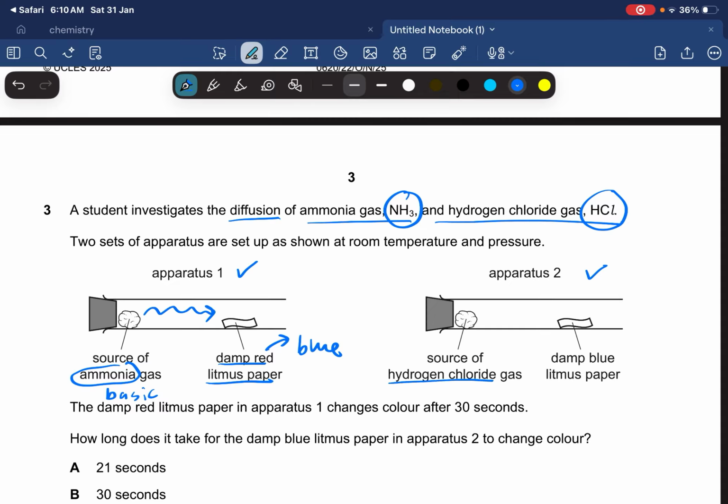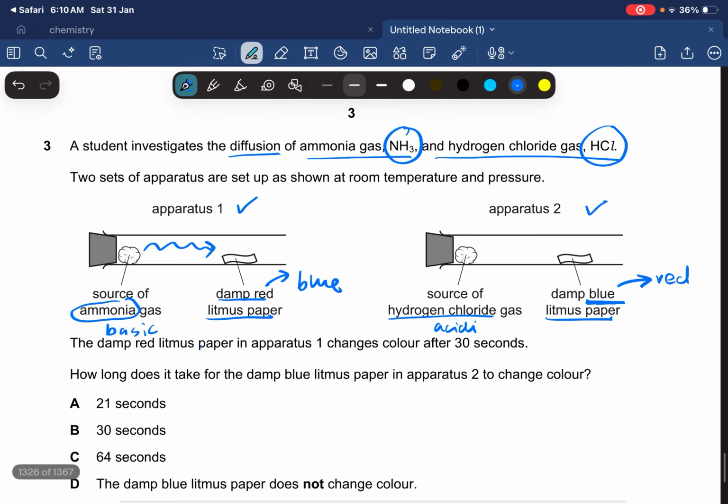And HCl gas is an acidic gas, and acids turn blue litmus paper red. So this blue litmus paper has to turn red. The damp red litmus paper in apparatus 1 changes color after 30 seconds. Yes, it's got to change color and turn blue. How long does it take for the damp blue litmus paper in apparatus 2 to change color?